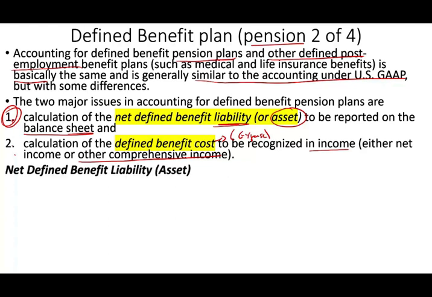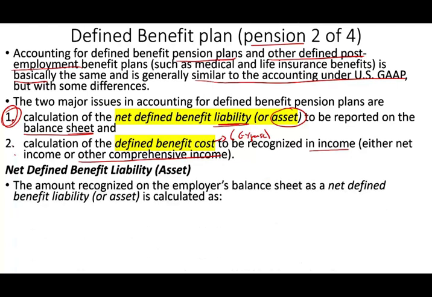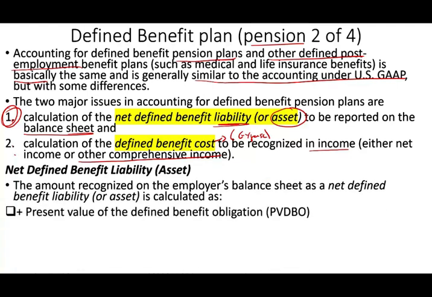Well, how do we determine whether it's a liability or an asset? The amount recognized on the employer balance sheet is calculated as follows. We're going to take the present value of something we call defined benefit obligation. And under US GAAP, we call it PBO, projected benefit obligation. Same concept, exact same concept. Here we call it PV of DBO. So notice IFRS uses D, US GAAP uses P, it doesn't matter, same concept.